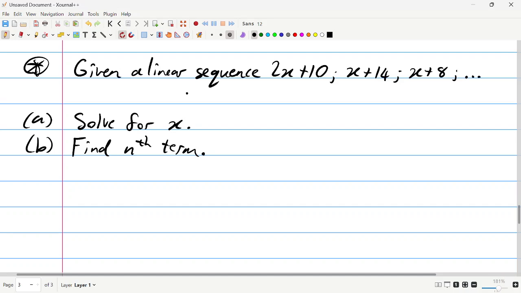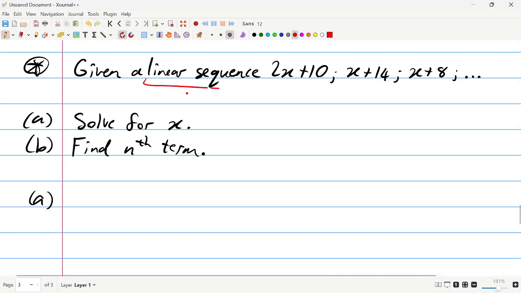Alrighty, so here is everyone's worst enemy. Given a linear sequence 2x plus 10, x plus 14, and x plus 8, and it continues, solve for x, find the nth term. So first things first, right? It is not that bad. Remember, we need to solve for x. And how do we solve for x?